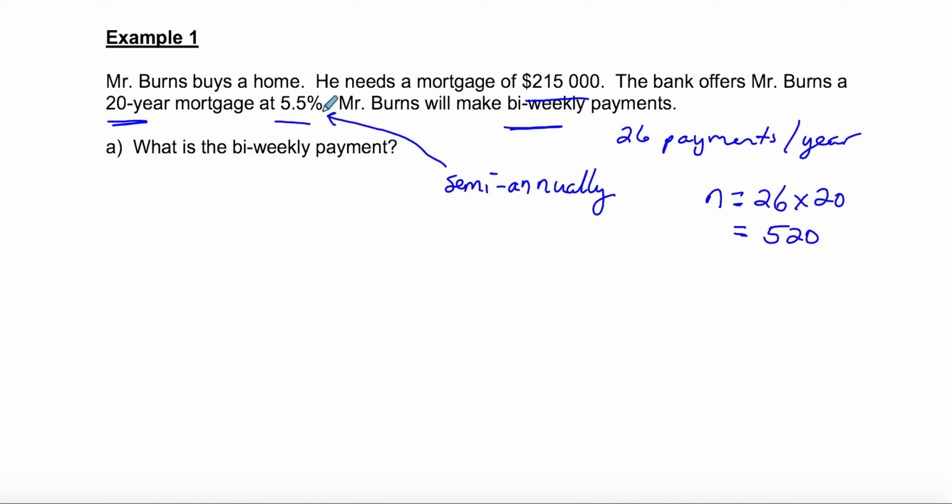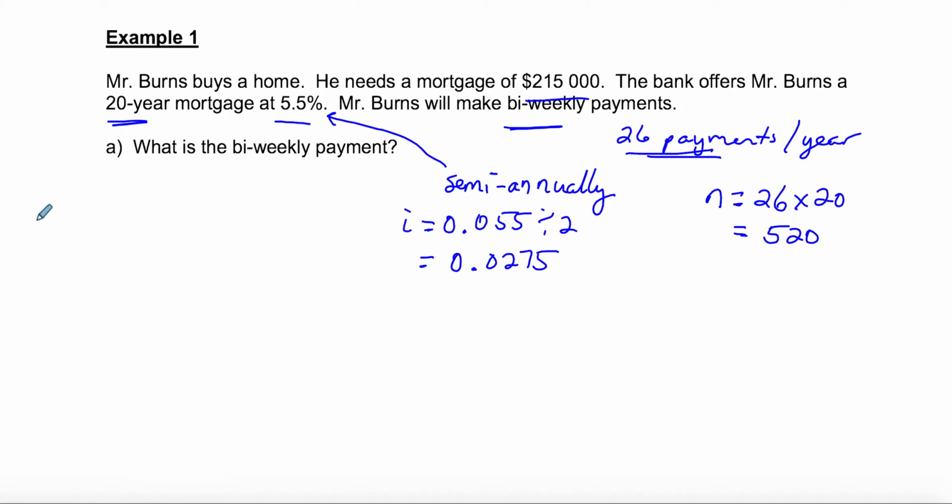This 5.5% was semi-annually. So we're going to take our interest, 0.055, and divide it by 2. So the I we're going to use, if it was semi-annually, is 0.0275. But there is a problem here. That's our semi-annual interest rate, but it doesn't match 26 payments per year, which is bi-weekly. So first we have to find out what the interest rate would be for the bi-weekly payments.